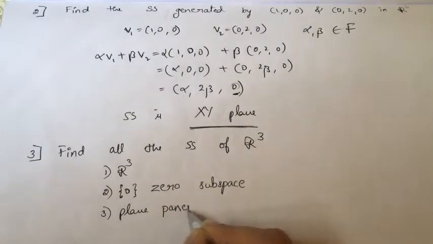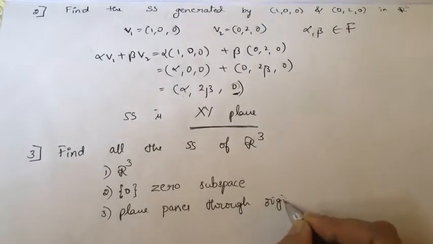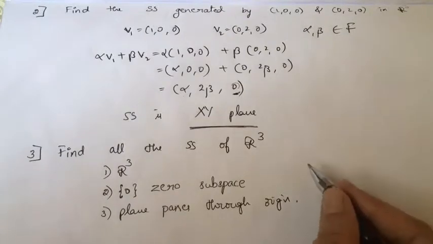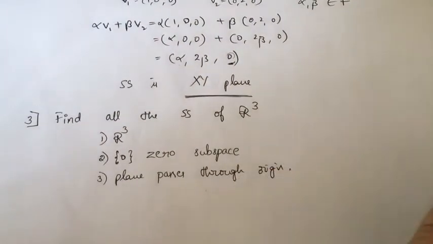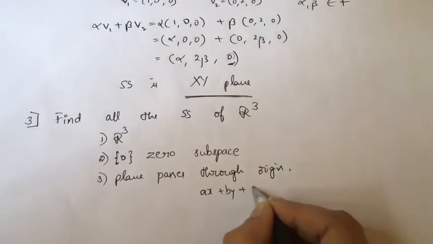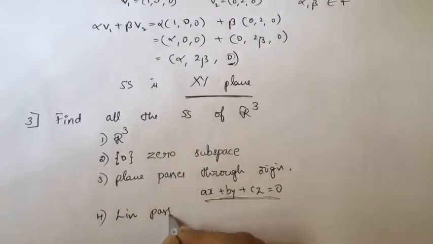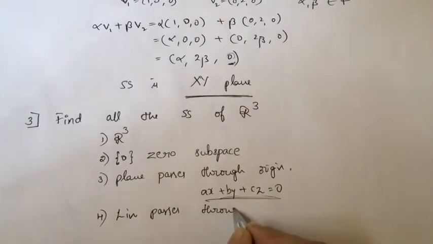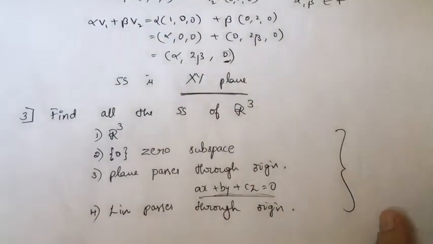A plane that passes through the origin is also a subspace. In fact, it is denoted by the equation, say, for some numbers a, b, c, I can say ax plus by plus cz equal to 0. It's a plane passing through the origin, and of course I can take the lines, all the lines that pass through the origin. These are the subspaces of R3.